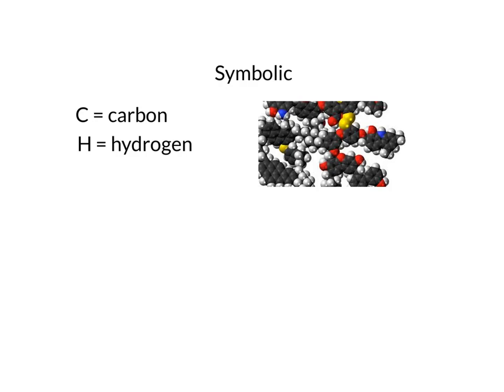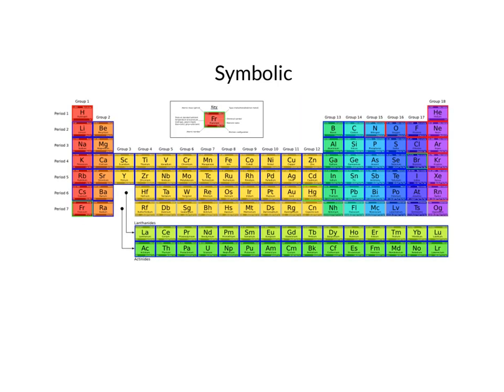The blue balls were nitrogen, which we symbolize with a capital N. The red balls were oxygen, which we symbolize with a capital O. And the yellow balls were sulfur, which we symbolize with an S. The full set of element names and letter codes can be found in the periodic table. This is going to be a very useful tool for us as we move forward.